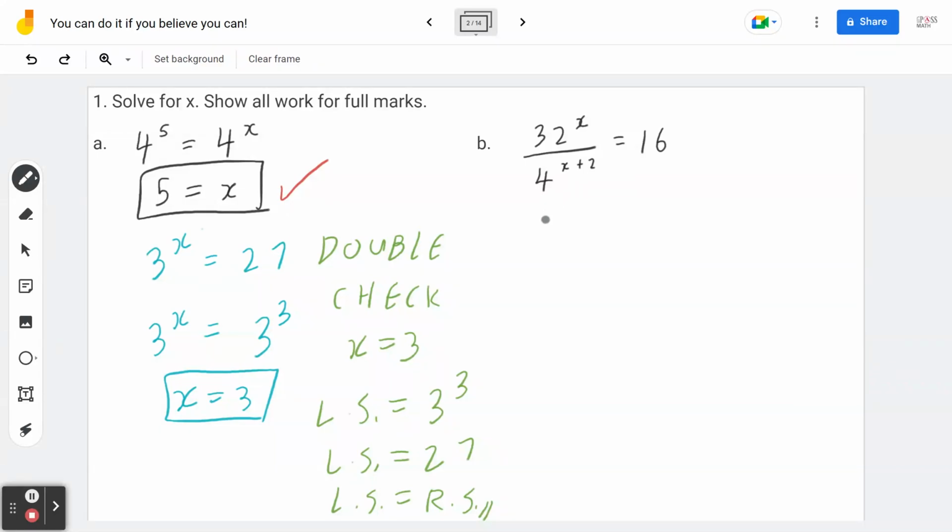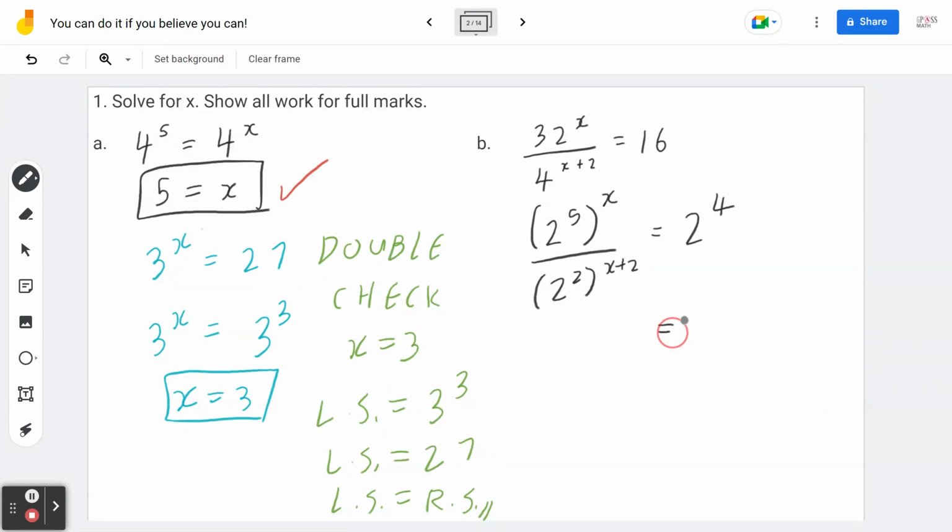So when you think about 32, this is the same as 2 to the power of 5. Again, if you want to grab a calculator to confirm that, 2 times 2 times 2 times 2 times 2 is going to be 32. And of course, 4 is 2 squared, which you want to put in brackets. 16 is 2 to the power of 4. So again, the first step is to express it with a common base.